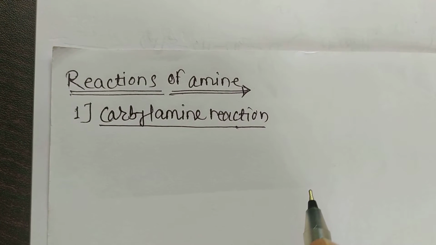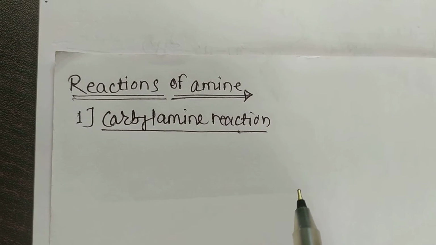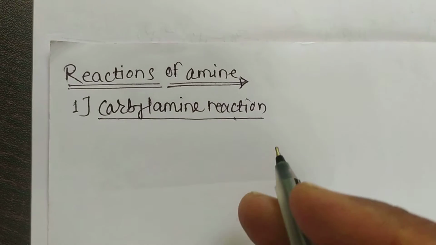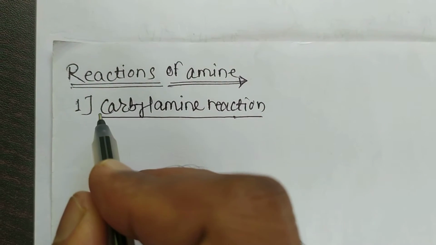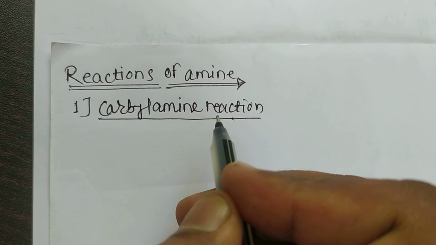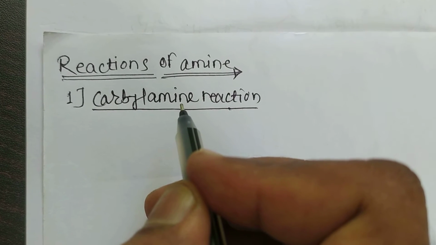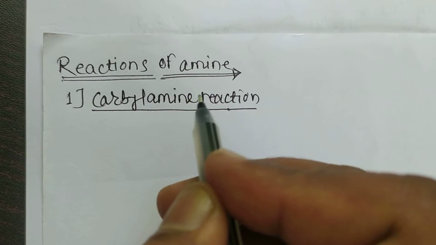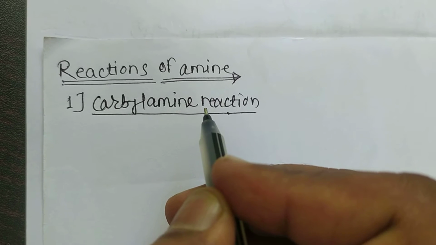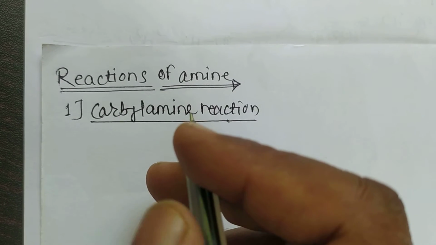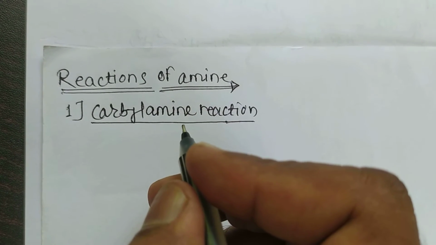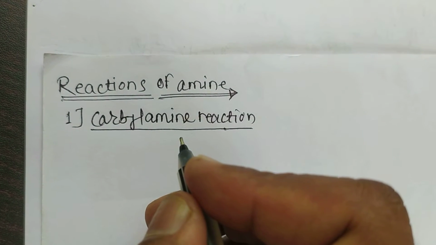Hello friends, today we are going to see reactions of amine. Amine shows different types of reactions. Out of this, first we are going to see the carbylamine reaction. In this carbylamine reaction, amines are heated with chloroform and alcoholic KOH solution. In this reaction, primary amines get converted into isocyanides.